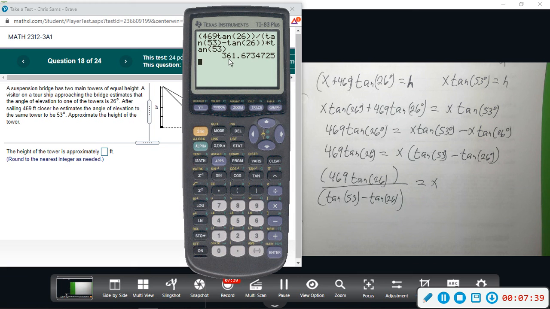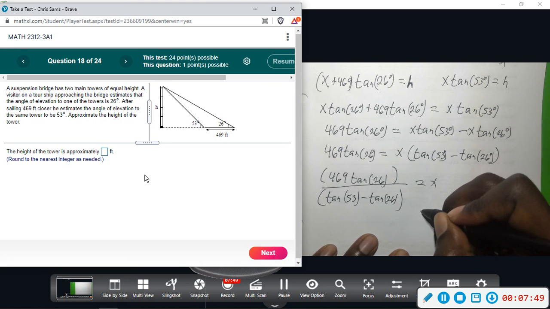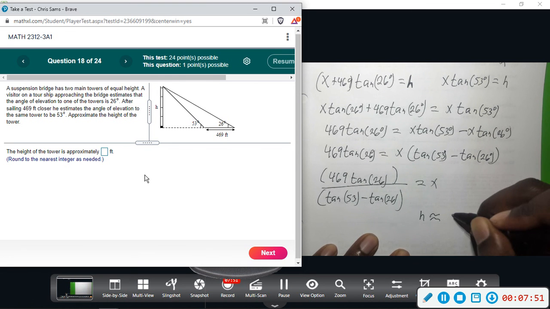Okay, so this gives us an approximate height, and we want to round to the nearest integer. So 362 feet is our approximation. So h is approximately 362.